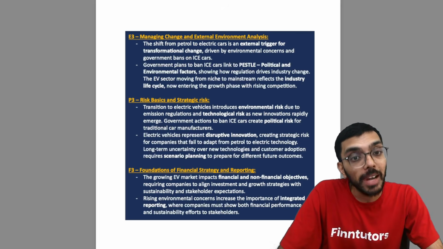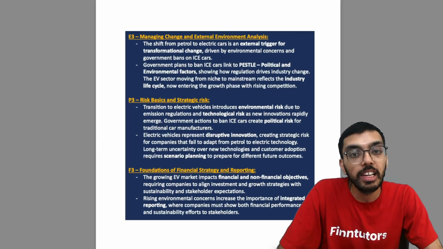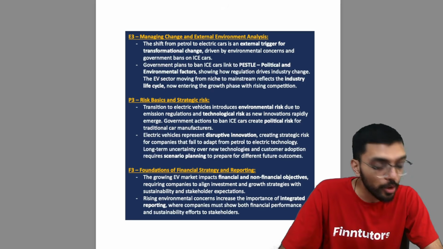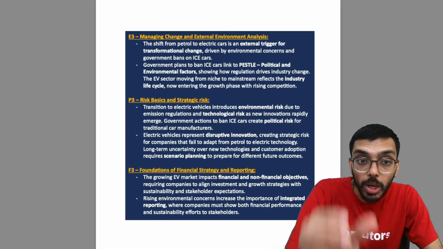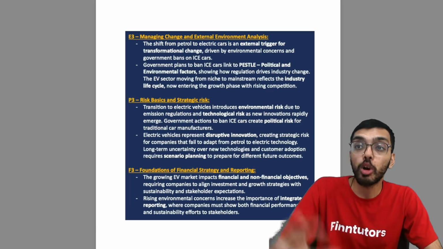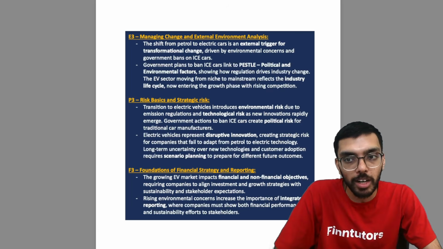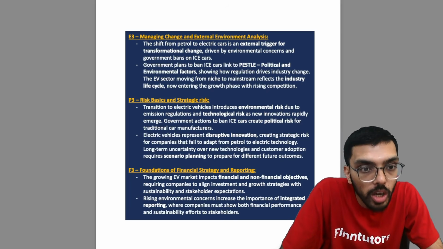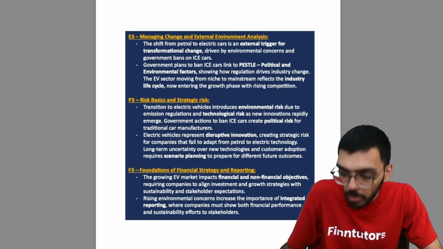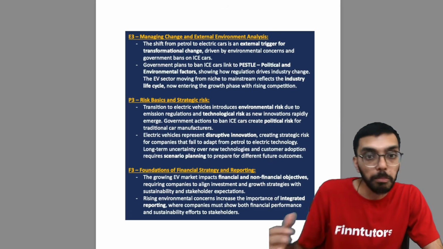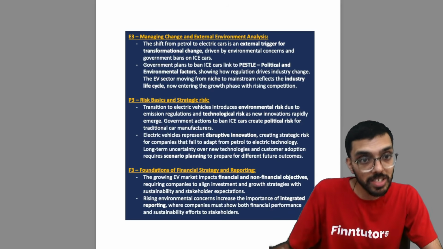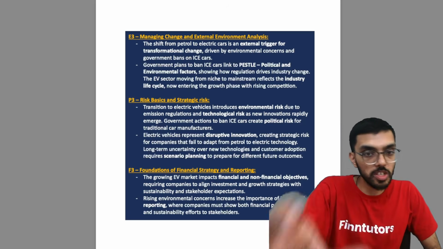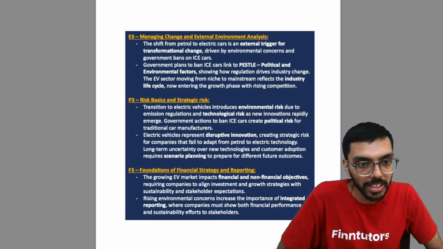Now the government's plan to ban ICE cars links to PESTEL, which means there are huge repercussions for your market of political and environmental factors. Tomorrow government can say, okay, now hybrid cars also banned, only purely electric allowed. This can be a big issue for your company. So right now political risk is in your favor, but political risk can turn negative, environmental risk can turn negative for you. Next, this is bringing in my risk aspect as well.